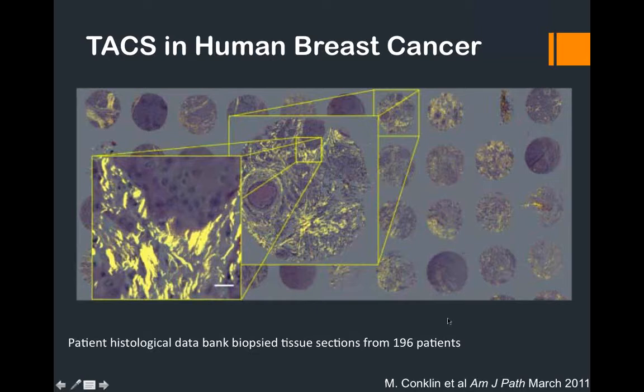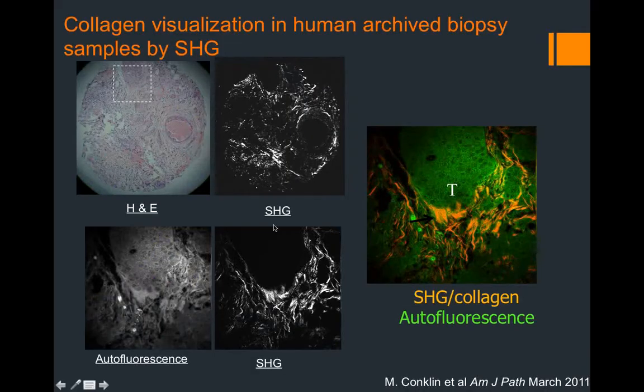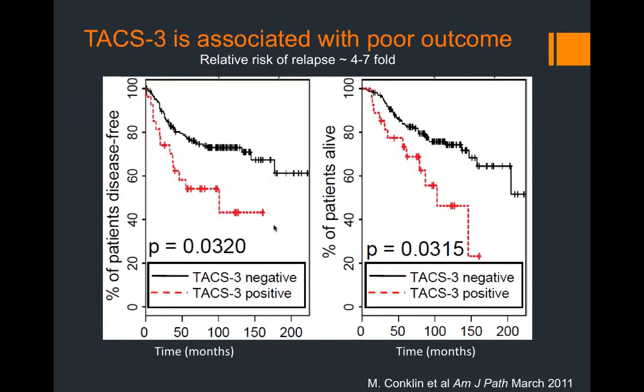A scientist in our lab, Matt Conklin, in 2011, took what's called a tumor microarray, where he looked at 196 paired patient biopsies and just asked the question, does TACS3 exist in these tumor biopsies or not, and put them into 2 classification groups using second harmonic generation. And what he found was that it does. So by looking at these paired patient biopsies, we have a significant amount of data that's paired with each one of them.